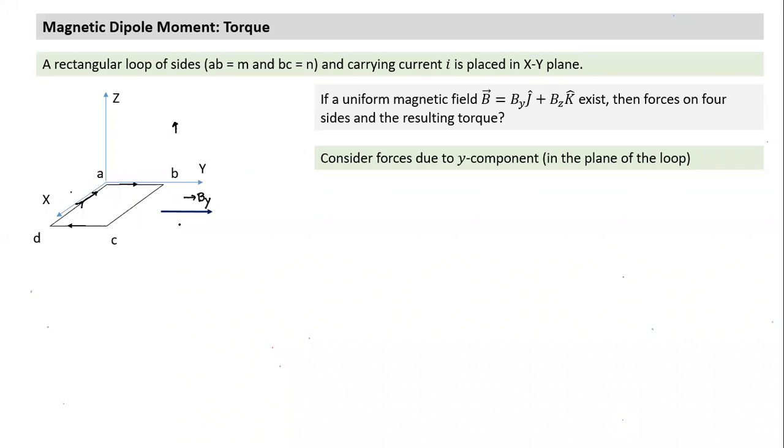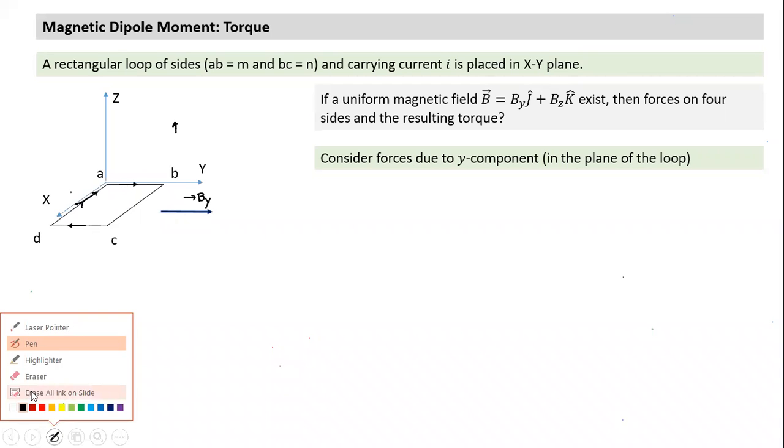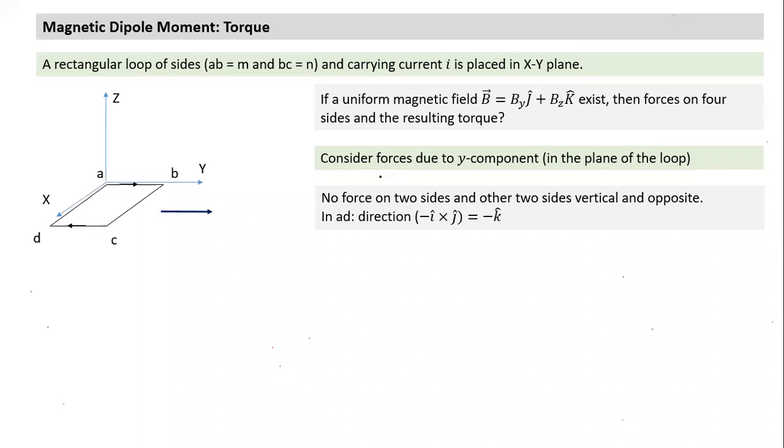Let's do step by step what we are saying, and all of you try to do it in your mind as well. There is no force on 2 sides, and on the 2 other sides the forces will be vertical and opposite. To find the direction on AD, I could have taken the L vector, minus i cap, cross j cap, which comes to minus k cap. So I could have found the direction of force without even using the right hand thumb rule. So in which direction is the force acting on AD? In the downward direction. In the case of BC, it will act in the upward direction. This is how the forces are acting.